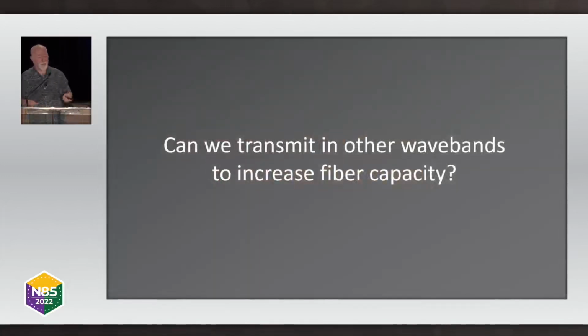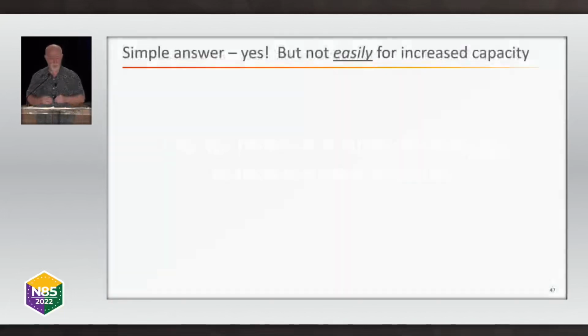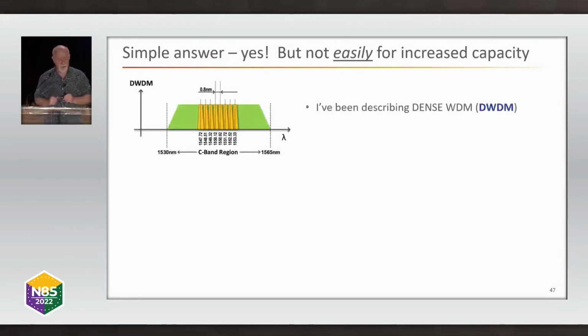So can we transmit in other wave bands in order to increase fiber capacity? And the answer is yes, but it's not really for increased capacity that we're using it today. I've been describing dense wavelength division multiplexing, DWDM, and in DWDM, we have to wavelength lock our lasers. We use active cooling on the lasers to make sure the lasers stay on that same wavelength.